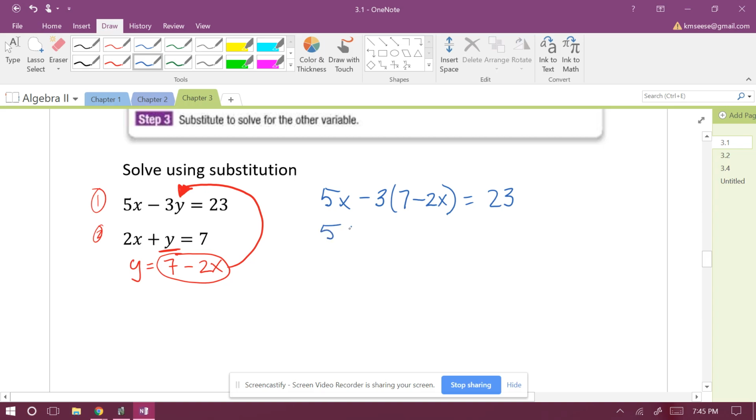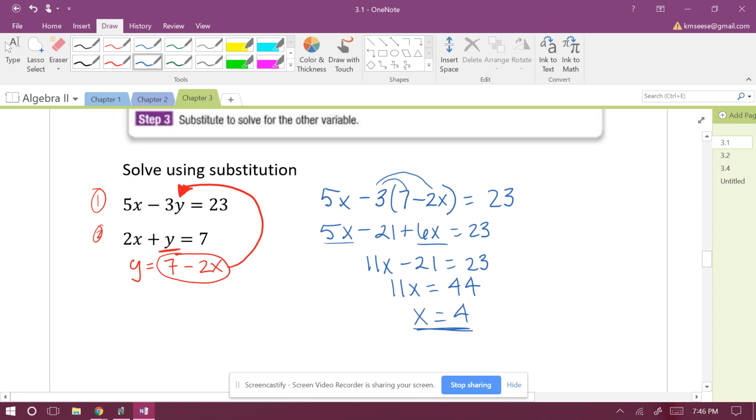So distributing here and combining like terms, it is 5x minus 21. Distribute your negative 3 to both, so that becomes plus 6x equals 23. I have a 5x and a 6x, so it's 11x minus 21 equals 23. Add my 21 over, and I come down to 11x equals 21 plus 23, which is 44. And I come down to x equals 4.